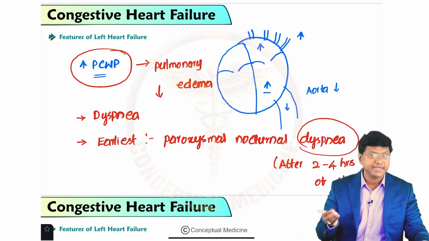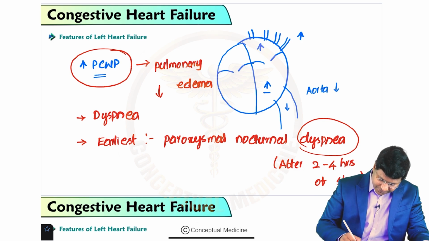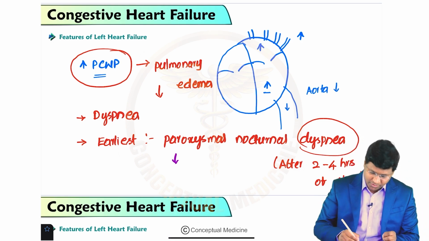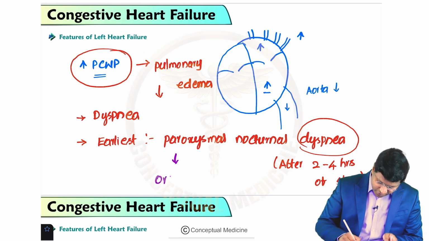And as the severity of the left heart failure increases, the individual progresses from the stage of paroxysmal nocturnal dyspnea to the development of orthopnea.